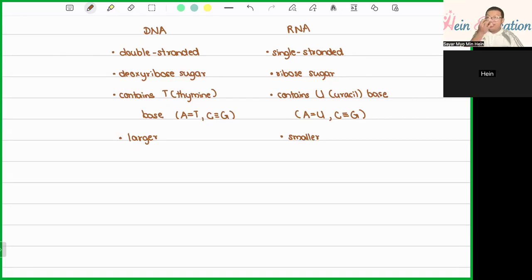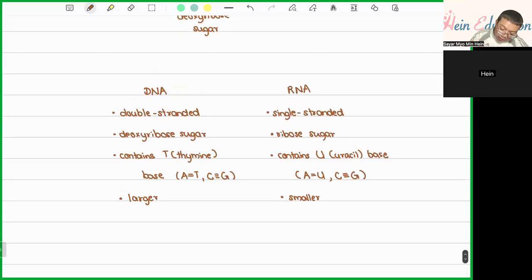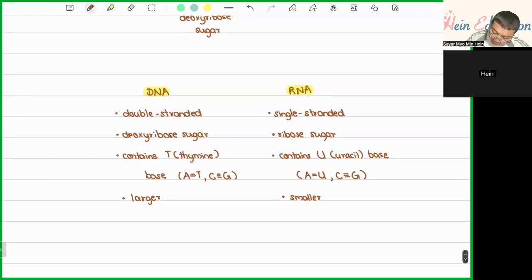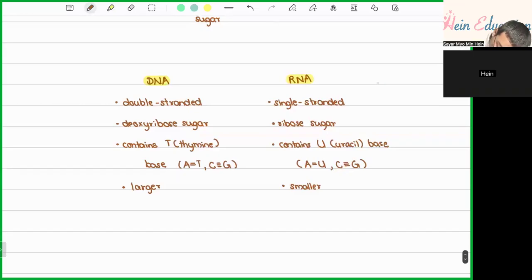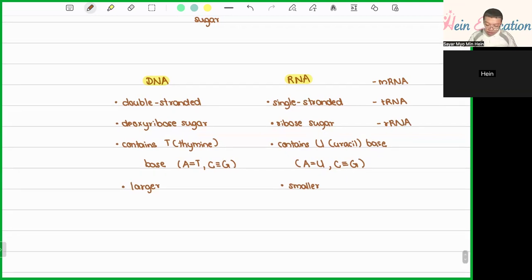Another additional piece of information that I want to add is about the different types of RNA. So let me highlight this. There are different types of RNA: mRNA, tRNA, and rRNA. These are the different types of RNA available. So this is about nucleic acid.